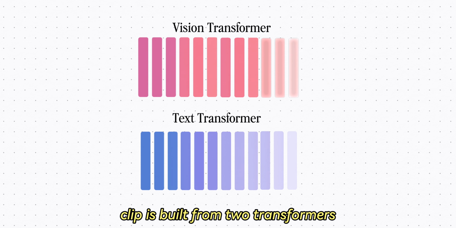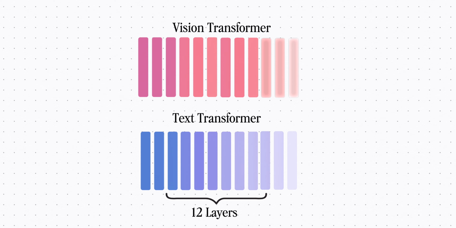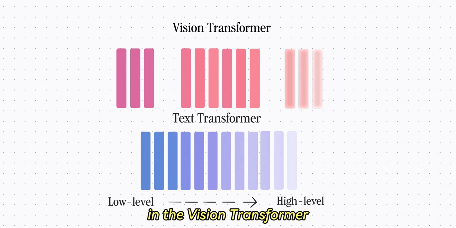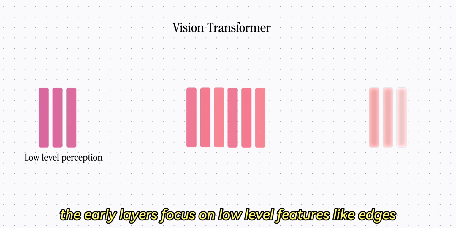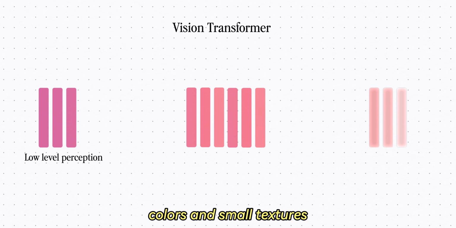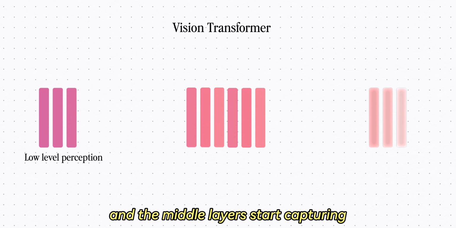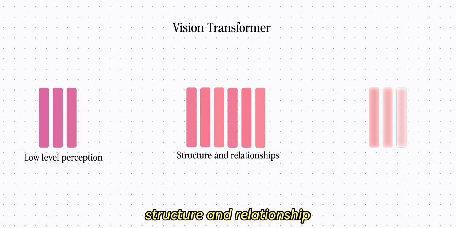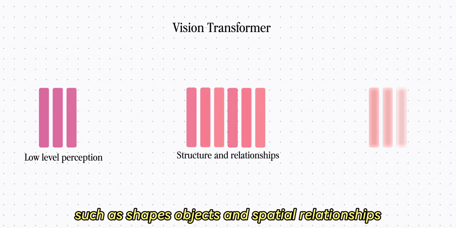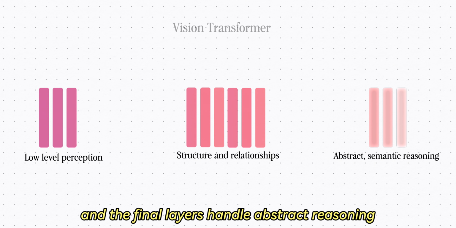CLIP is built from two transformers, one for text and one for vision. Each has 12 layers, and as you go deeper, the understanding becomes more meaningful. In the vision transformer, the early layers focus on low-level features like edges, colors, and small textures. And the middle layers start capturing structure and relationships, such as shapes, objects, and spatial relationships. And the final layers handle abstract reasoning.